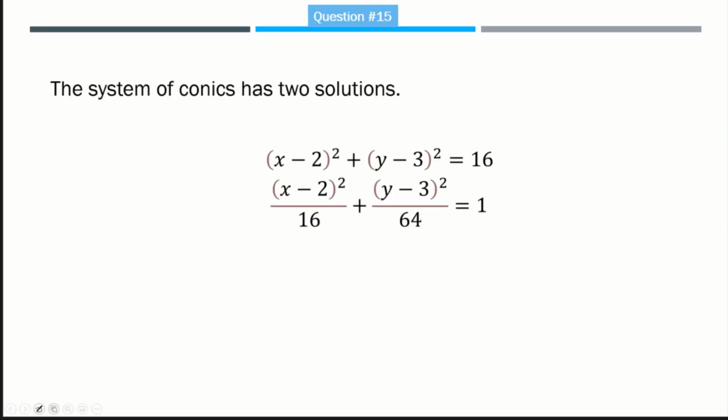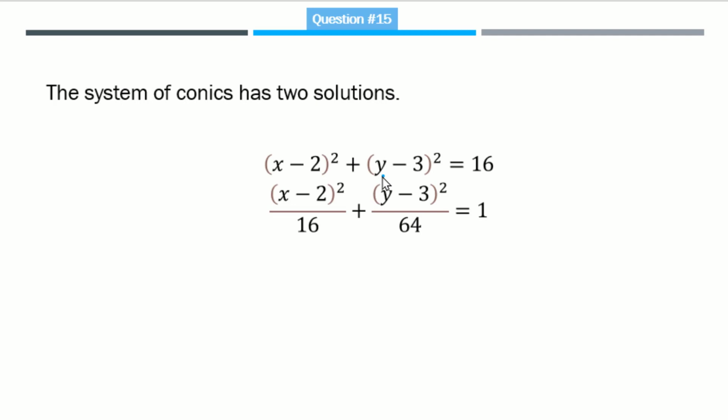For question 15, we're given a system of conics, and we're told that it has two solutions. So we're going to look at this and use our algebra to solve. There are different approaches, so I'll just show you the way that I approached it. I'm just going to pick out this y minus 3 and y minus 3 squared. Those are the same things. So I'm going to solve for y minus 3 squared in this first equation by subtracting this x minus 2 squared from both sides.